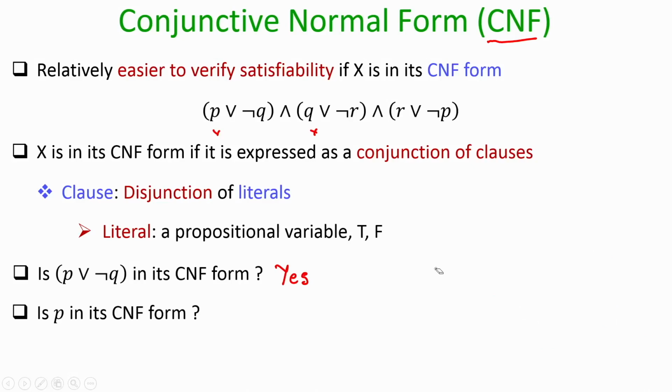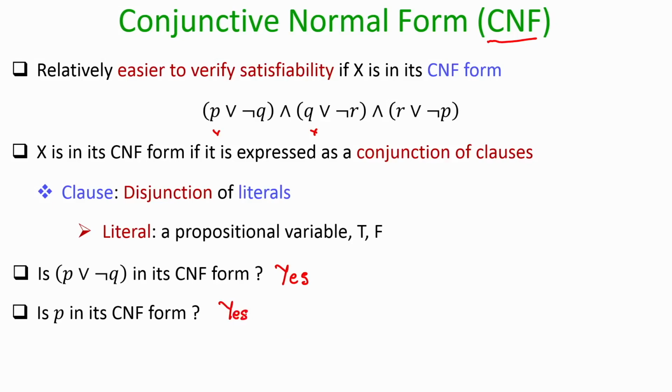Now, let us ask whether this expression P is in its conjunctive normal form. Remember, the expression, the compound P itself can be interpreted as a compound proposition. Again, it might look that there are no clauses here and there are no parentheses here. So, that is why this is not in its conjunctive normal form. Again, that is an invalid argument.